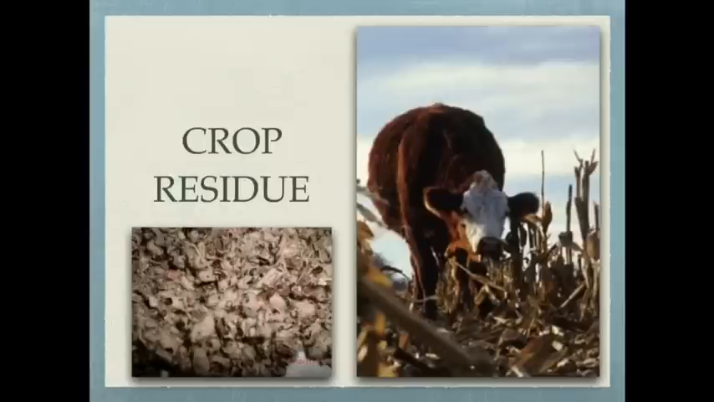And finally, we're just going to spend the last few minutes visiting about crop residues. This is a picture of cottonseed hulls that I mentioned earlier that we used as a roughage source. It's not a forage, but it's a residue from the cottonseed industry and can be a very useful feed tool.